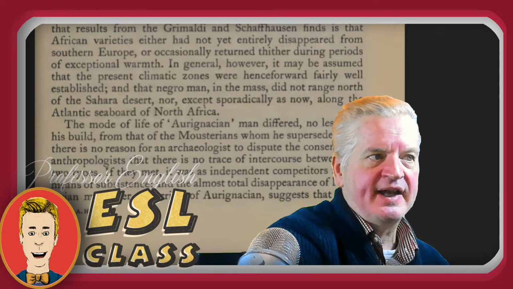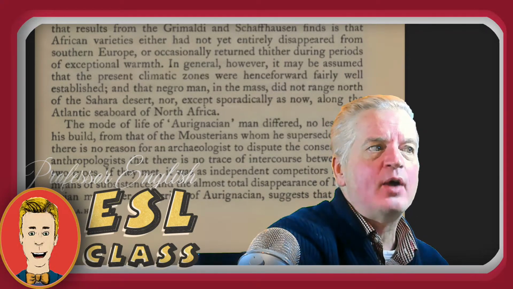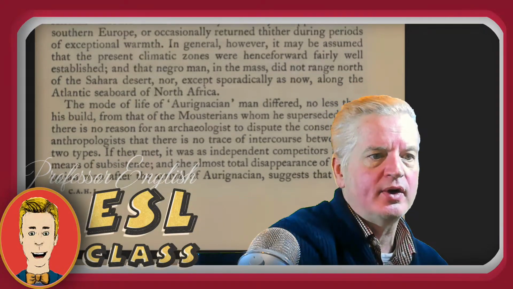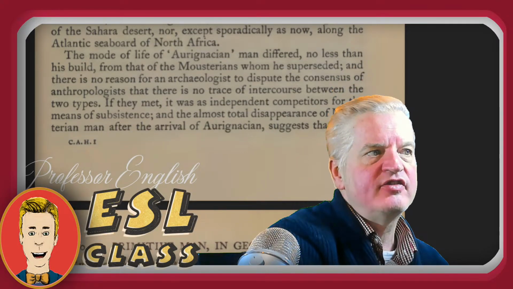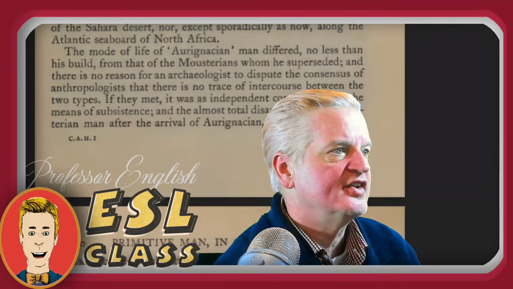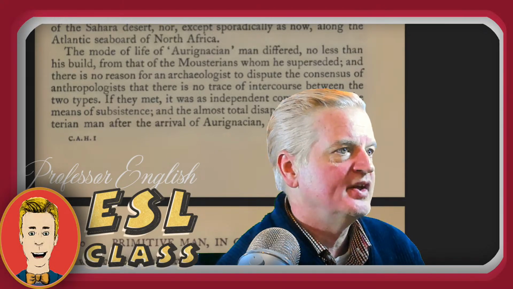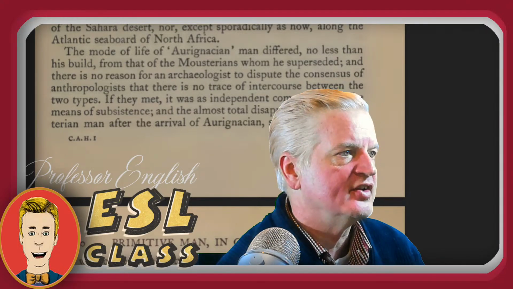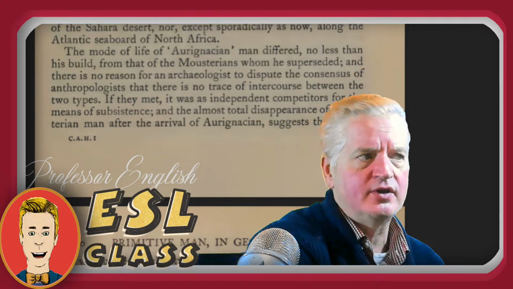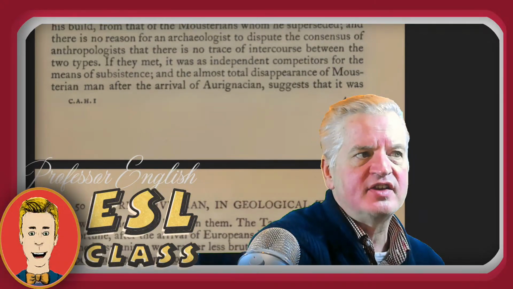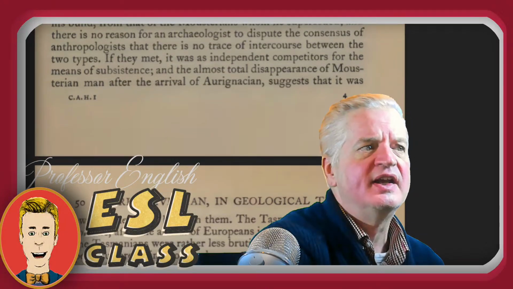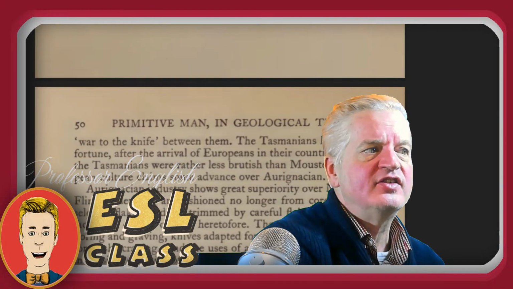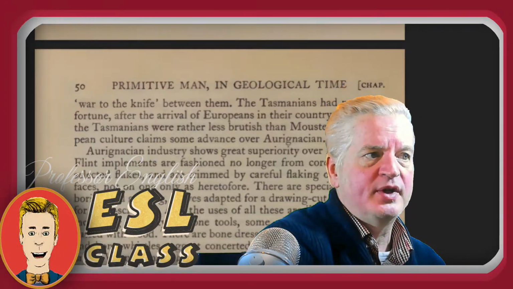and that the Negro man, in the mass, did not range north of the Sahara Desert, nor except sporadically, as now, along the Atlantic seaboard of North Africa. The mode of life of the Aurignacian man differed no less than his build from that of the Mousterians, whom he superseded, and there is no reason for an archaeologist to dispute the consensus of anthropologists that there is no trace of intercourse between the two types. If they met, it was as independent competitors for the means of subsistence, and the almost total disappearance of Mousterian man after the arrival of the Aurignacian suggests that it was a war to the knife between them.